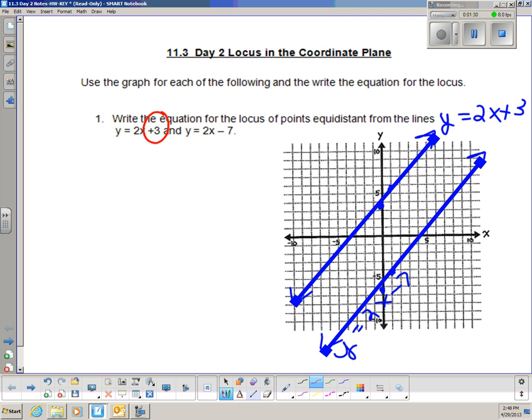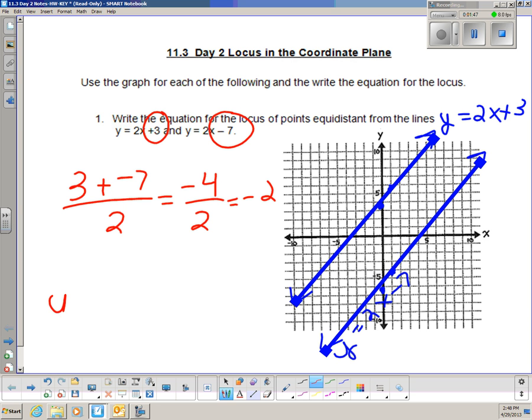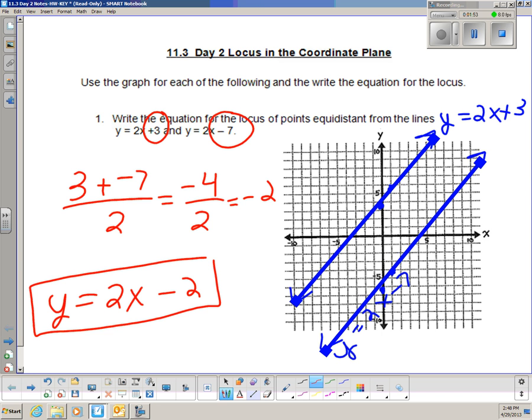So in this case, you can really look at your y-intercepts. The first y-intercept was at positive 3. The second one is at negative 7. So if we wanted to be halfway between 3 and negative 7, we're going to end up with negative 4 over 2, or a y-intercept of negative 2. So the equation of the line in this case would be y equals, we have to be parallel, so we've got the same slope, and the y-intercept is going to be down at negative 2.